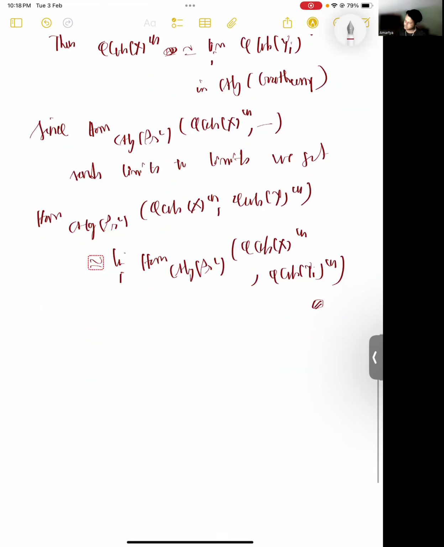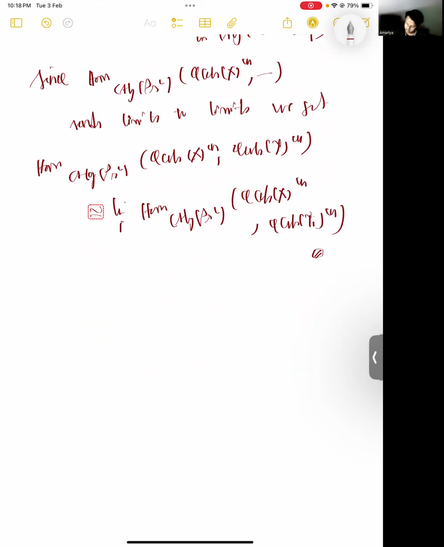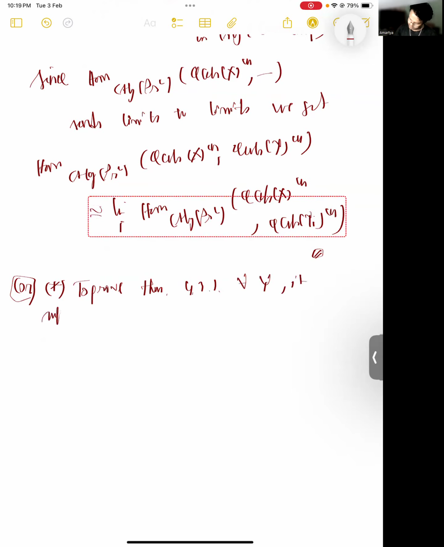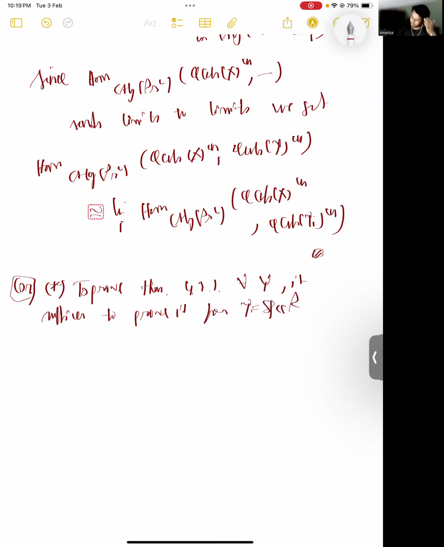Okay. So, corollary, and let's call this corollary star because I'll actually reference this later. So the corollary is that to prove theorem 4.2.1 for all Y, this is just for bookkeeping purposes, it suffices to prove it for Y equals Spec R. Right. So fine.